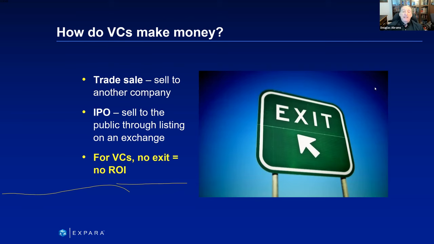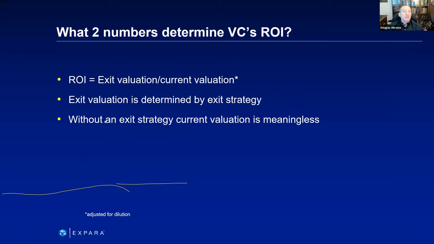And it's not that difficult to have an exit strategy, because there are really only two meaningful exit strategies: IPO and trade sale. What that means is that there are only two ways for startups to generate returns for investors: through listing the company on a stock exchange, or through selling the company to another company. So these are the two exit strategies that every startup should be targeting when they raise money, IPO or trade sale. We talked about this in the last class, just to remind you, the two numbers that basically determine the VC's ROI are exit valuation and current valuation.